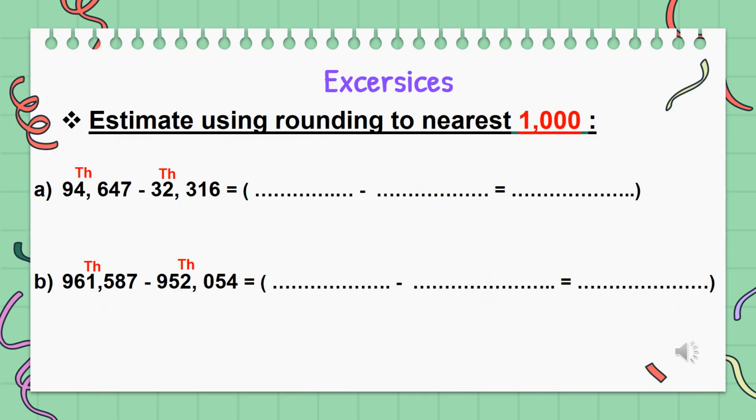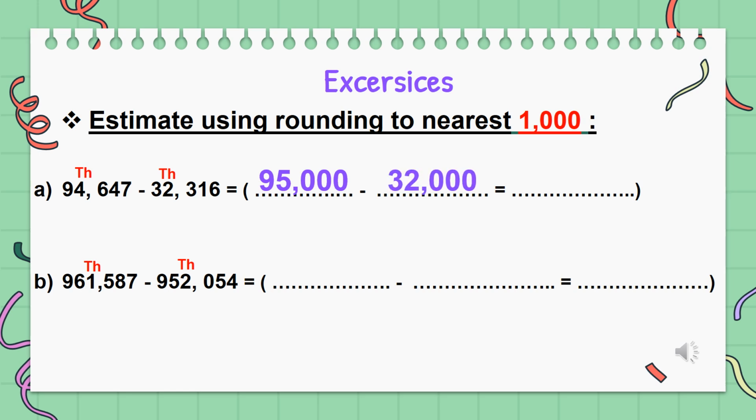Let's do this exercise. Estimate using rounding to the nearest 1000. In letter A we have 94,647 minus 32,316. So the first number in 1000 place is 4. 4, look at 6. 6, you are rich or poor? I am rich. So I will give 4 an extra 1 to be 95,000. The next number 2 in 1000 place, look at 3. 3, you are rich or poor? Poor. So the estimate will be 32,000.